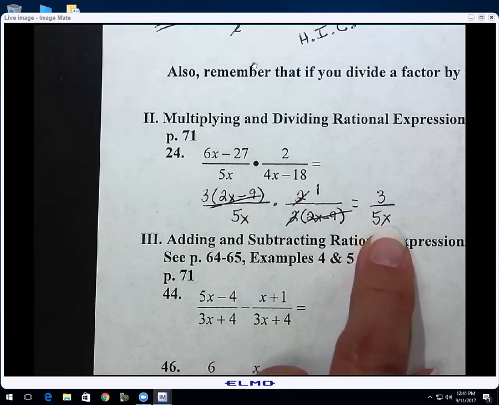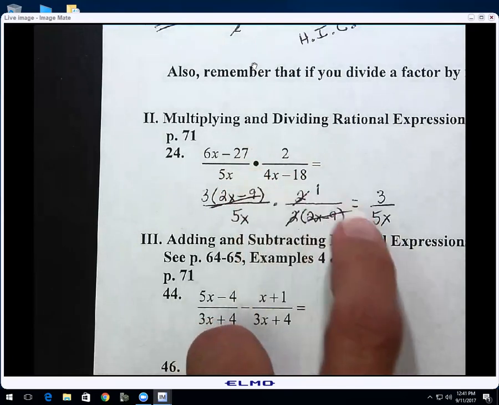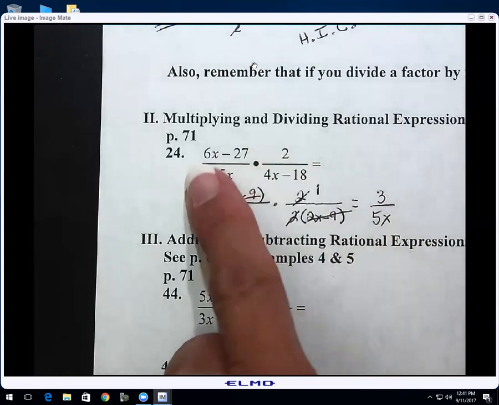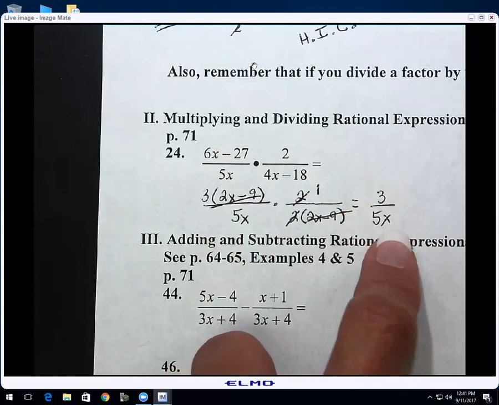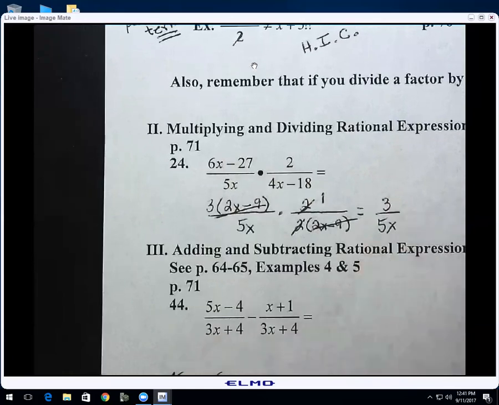You could also take a number, any number, plug 1 into that expression in the place of all the x's, and make sure it gives me the same thing as that does when I plug a 1 in. It's still not foolproof, so that's why I want you to be so careful and so obsessive about checking your factoring. If you check your factoring and you have all of it right, I know you can cancel out the right stuff. Check your factoring.